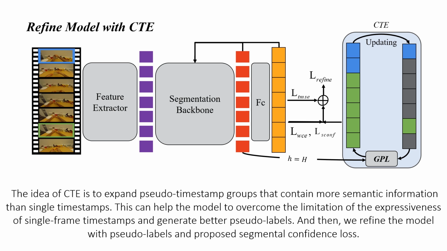Now I will introduce our method to reduce representation bias in the refinement phase. The idea of CTE is to expand pseudo timestamp groups that contain more semantic information than single timestamps. This can help the model to overcome the limitation of expressiveness of single-frame timestamps and generate better pseudo labels. And then we refine the model with pseudo labels and propose segment confidence loss.